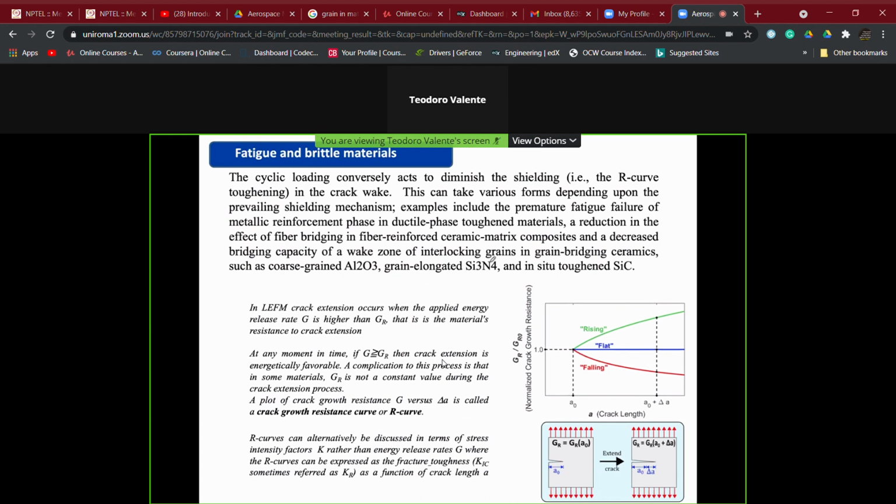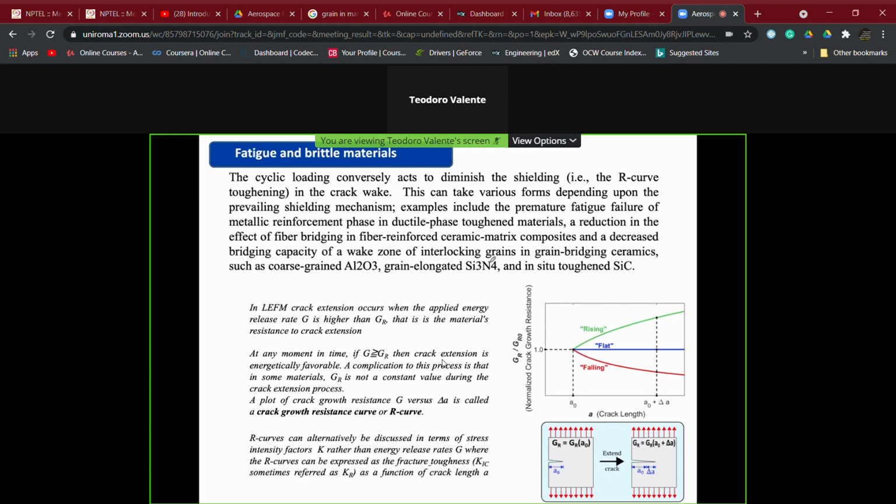We do have also another important concept, which usually is used when extrinsic mechanisms are prevailing, and it is referred to as the so-called R-curve toughening. Let us explain what R-curve toughening is, and so you will be more aware, because we discussed the energetic approach to fracture mechanics.